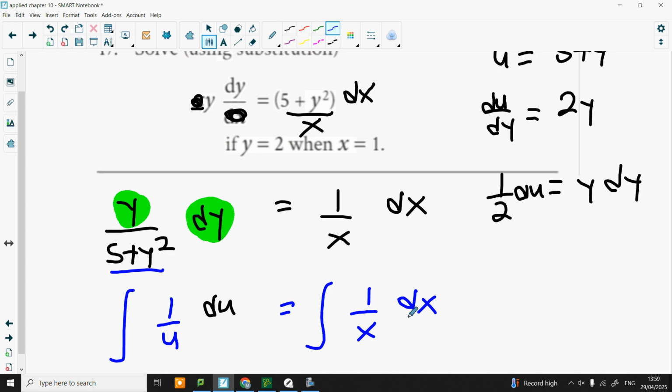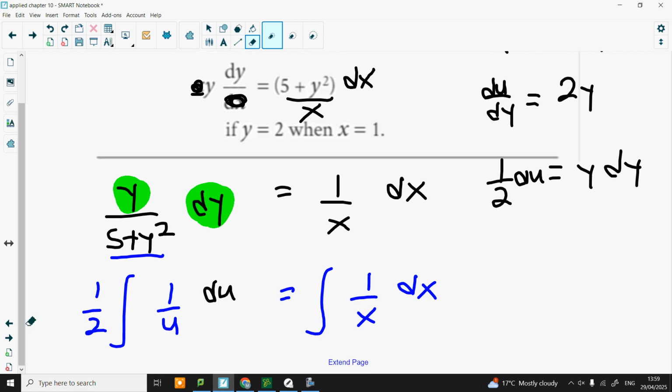And a half, yeah. So it's a half du as well. See the half? I'm going to bring it outside. Is that okay with you guys? Now, just be aware of the limits for a second. I'm not going to do the limits till after I integrate. You'll see why in a second.